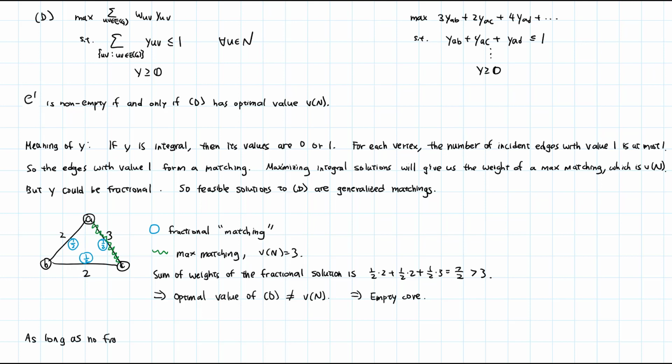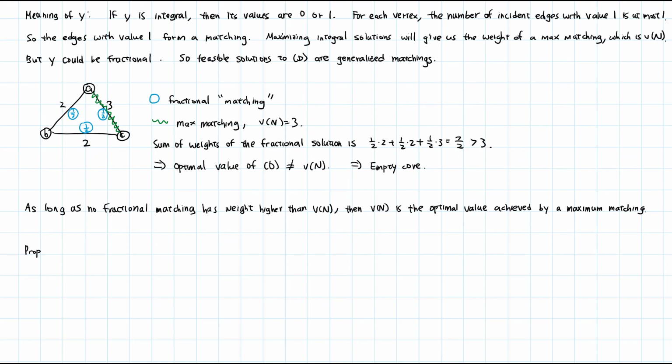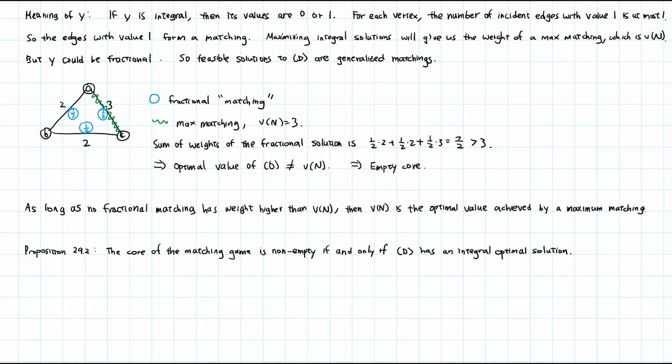So as long as no fractional matching has weight higher than V of N, then V of N is the optimal value achieved by a maximum matching, and the core is non-empty. So this gives us our proposition. The core of the matching game is non-empty if and only if D has an integral optimal solution.